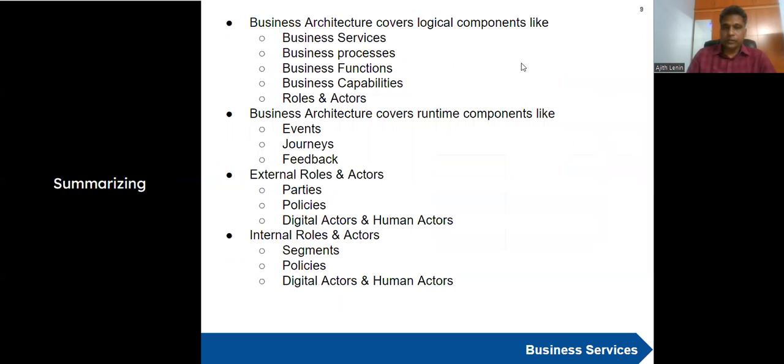To summarize this video, we looked at a high level at the architecture domain, 4 different domains, and then we covered business architecture, which covers logical components like business services, processes, functions, capabilities, roles and actors, and the runtime components: events, journeys, feedback. Then we expanded a little on the external roles and actors and internal roles and actors. In the next video, we'll primarily look at the business services.